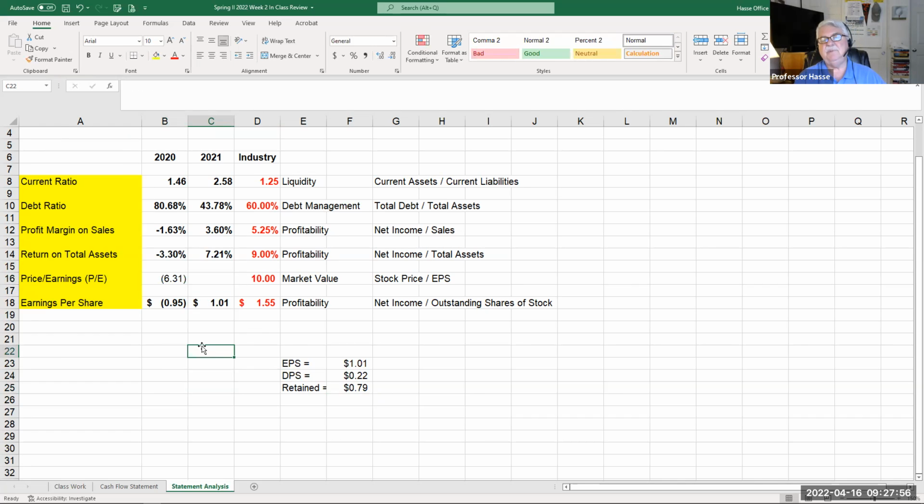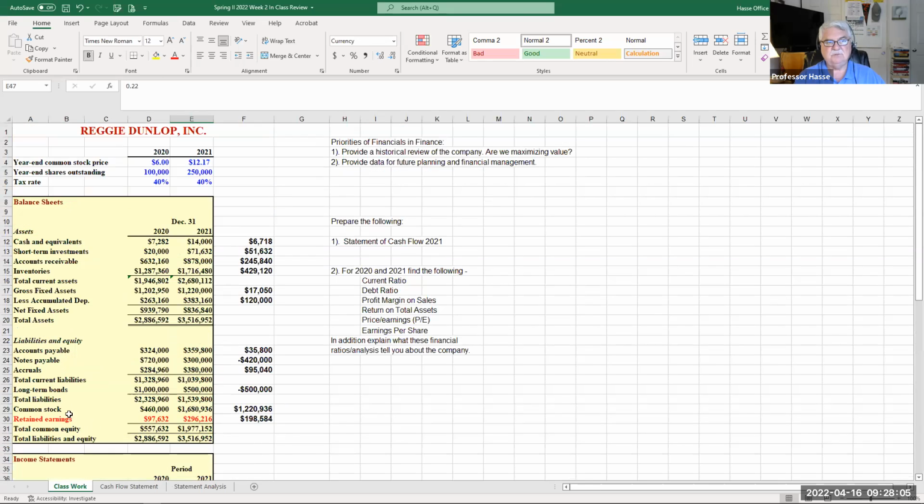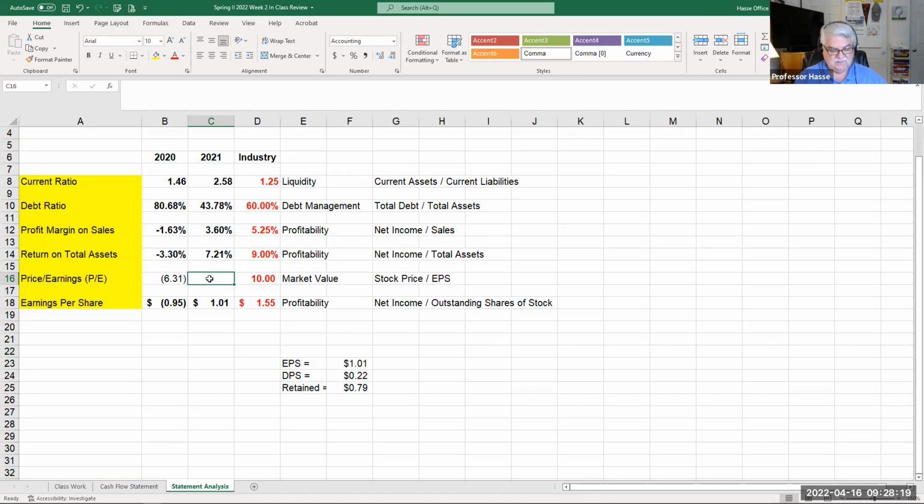because it shows the marketability of your stock. Remember, in 2020, we had an earnings per share of negative 95 cents, and that was in relationship to the stock price of $6 a share in 2020. Well, in 2021, we had a stock price at the end of the year of $12.17. The relationship of that $12.17 to the earnings per share of $1.01 is roughly 12 times greater. And what that means is the stock price is 12 times greater than the earnings per share in the market.